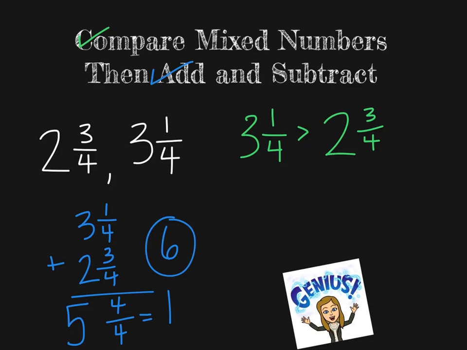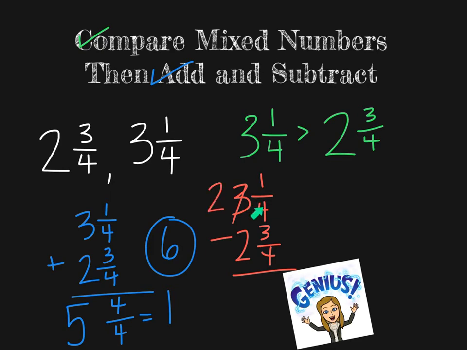Now when I subtract, you'll list the greater mixed number first, which is 3 1/4, minus 2 3/4. All right, I already can tell with my fractions I need to borrow from the whole number. I cannot do 1 minus 3 because I'll get a negative number. So what I need to do is borrow from the whole number. So this 3 now becomes a 2.